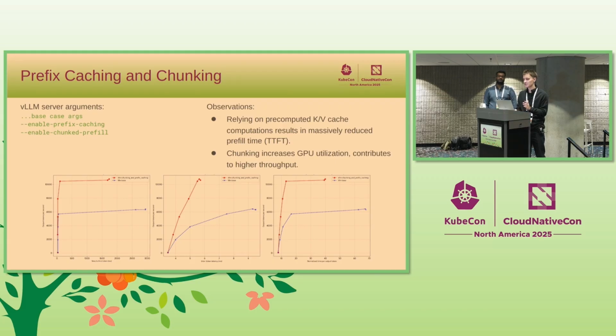And you can see that in the middle graph where time to first token is massively improved. Chunking also increased GPU utilization, which contributed to higher throughput overall, peaking at around 10,000 output tokens per second, up from 6,300. And again, this is more reinforcement that the original workload was compute bound.